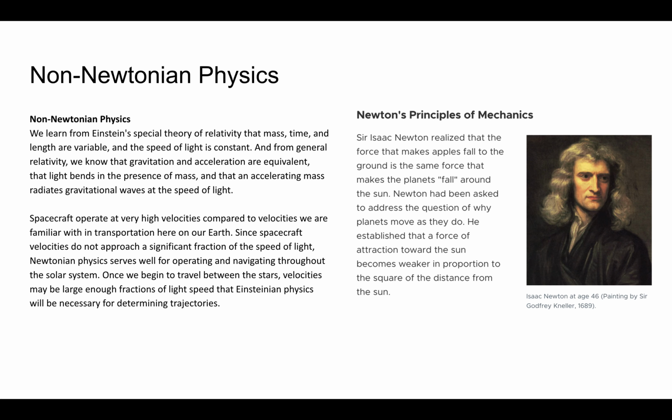Spacecraft operate at very high velocities compared to the velocities we are familiar with in transportation here on Earth. Since spacecraft velocities do not approach a significant fraction of the speed of light, Newtonian physics serves well for operating and navigating through the solar system. Once we begin to travel between the stars, velocities may be large enough fractions of light speed that Einsteinian physics will be necessary for determining trajectories.